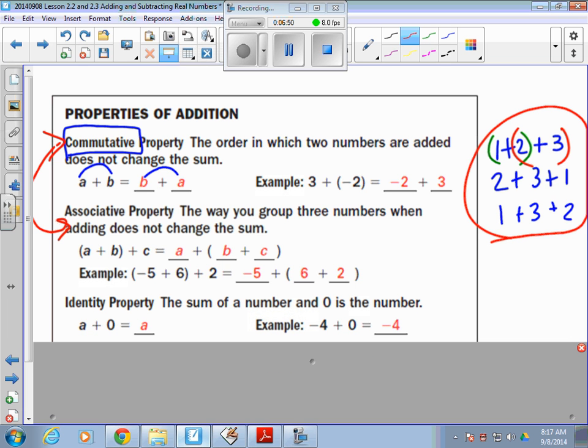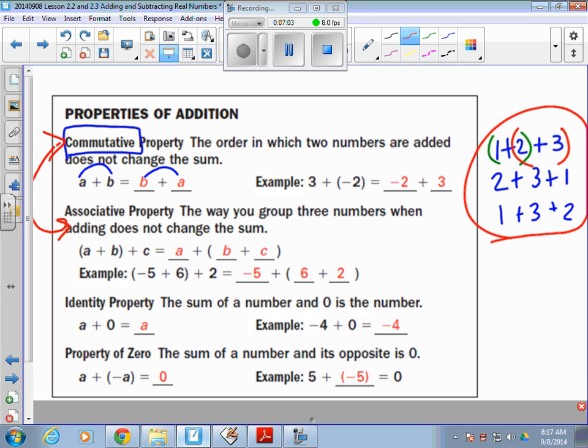The identity property is when the number does not change. The example, negative 4 plus 0. Its identity was negative 4 to start. It is negative 4 to finish. When you add 0 to it, it does not change. The property of 0 is the one that people get confused with the identity property. When the number becomes 0, that's when it's the property of 0.